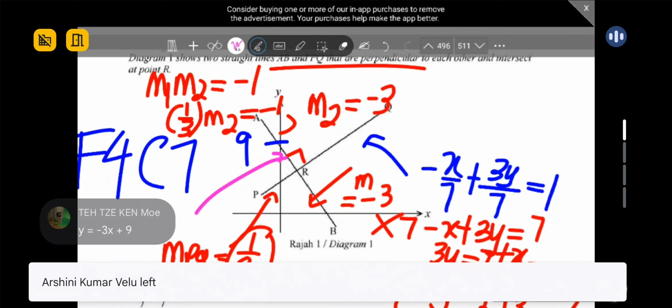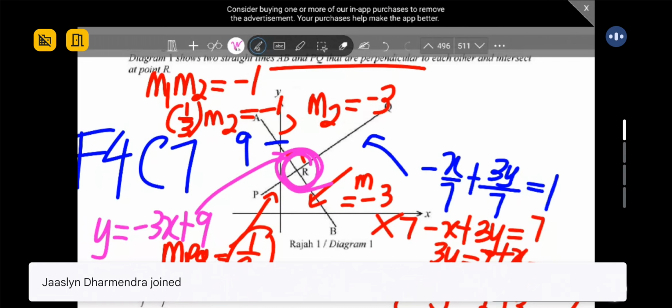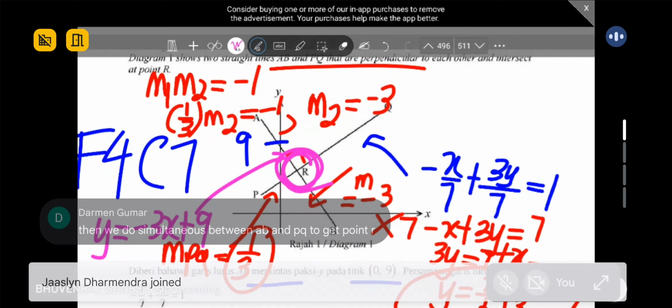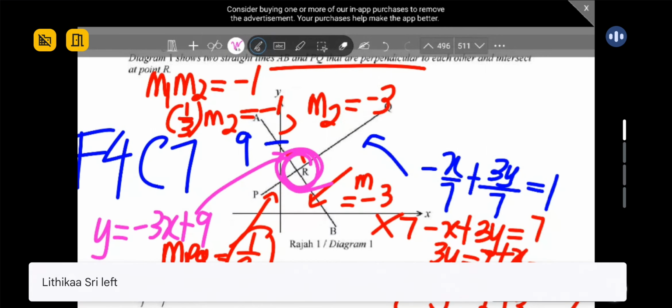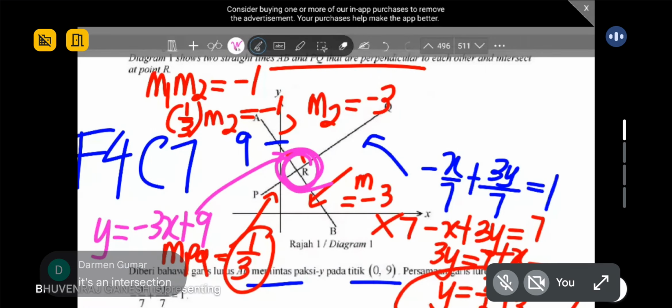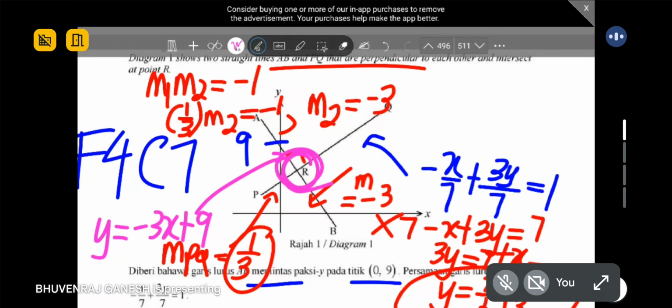Can you all tell me, guys, what is the equation you get for straight line AB? Persamaan garis lurus AB. You have the pintasan y is 9, gradient is negative 3. So y equal to mx plus c? Yes, y equal to negative 3x plus 9. Correct? Now they want you to find point R. What do we call point R, guys? Apa nama kita bagi untuk titik R? Yes, you do simultaneous equation. Intersection: whenever they ask you to find point of intersection, simultaneous. Titik persilangan selalunya persamaan serentak.